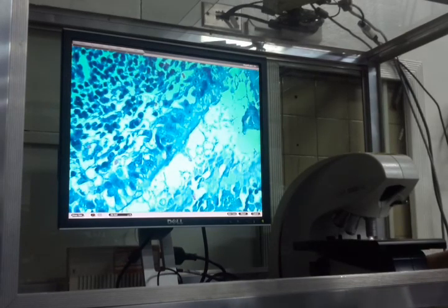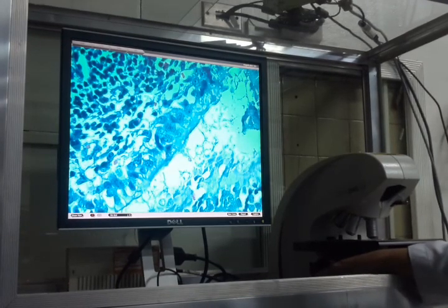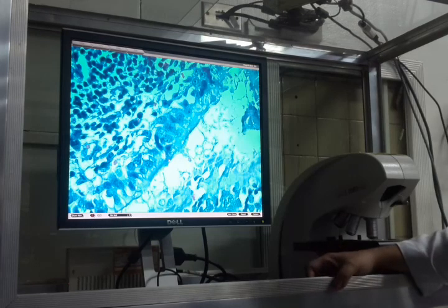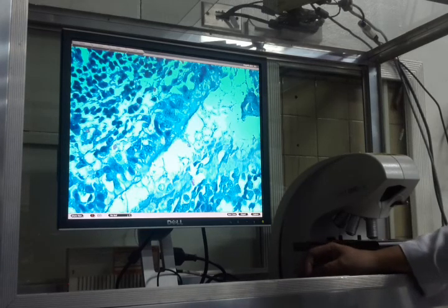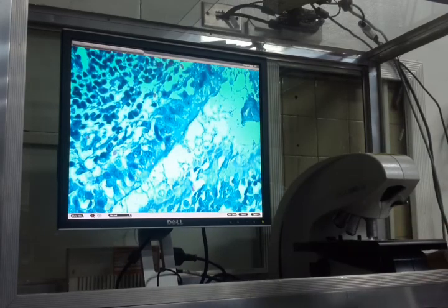What is this lining epithelium? Anong lining epithelium mo? Eto. It's pseudostratified columnar epithelium with goblet cells and cilia. Where are you? In the respiratory tract, because that is the respiratory lining.